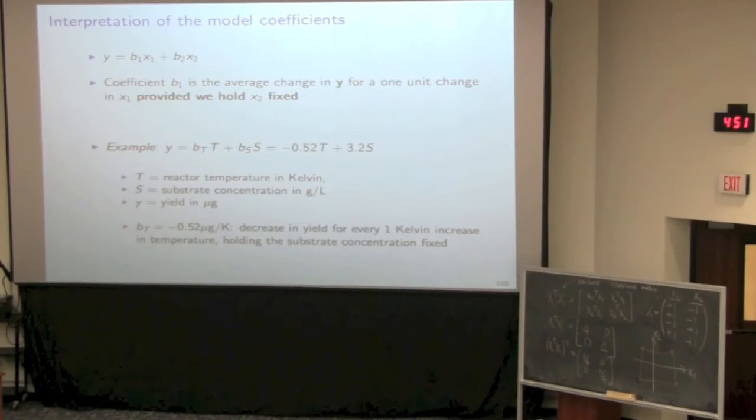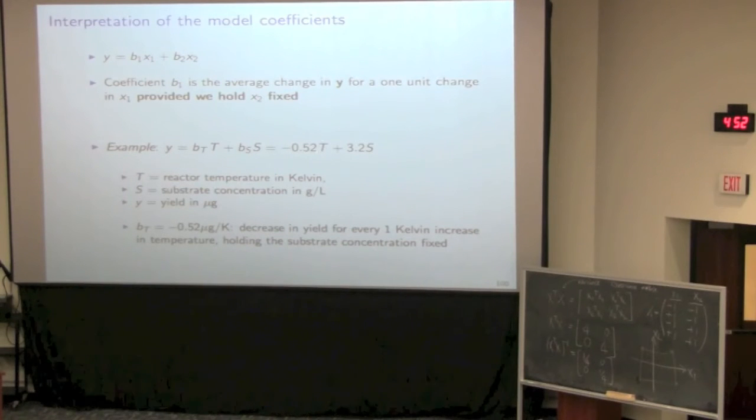And so this is an example. We're going to see this example next week when we look at designed experiments. I've used this notation, which I didn't realize after the fact is a little bit unfortunate: y is bt times t plus bs times s. Let's determine what bs means. T here is the temperature, s is the substrate concentration, it's a bioreactor, and we're measuring yield in milligrams or micrograms.